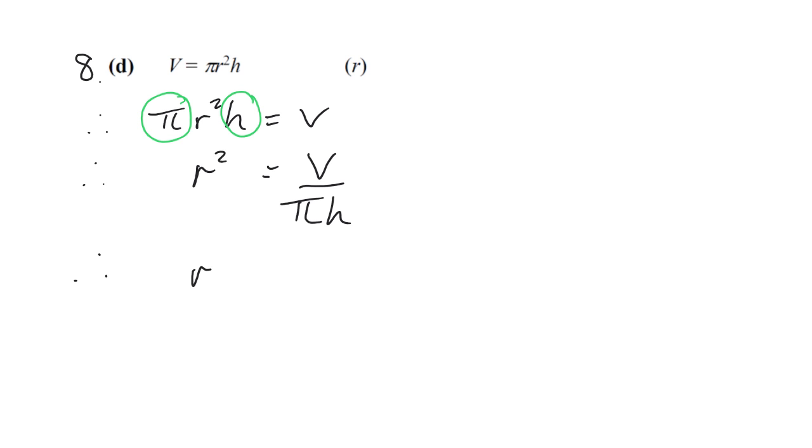We've got r squared, so to get r, we simply take the square root of the whole term, which is v over pi h. So the square root of v over pi h.